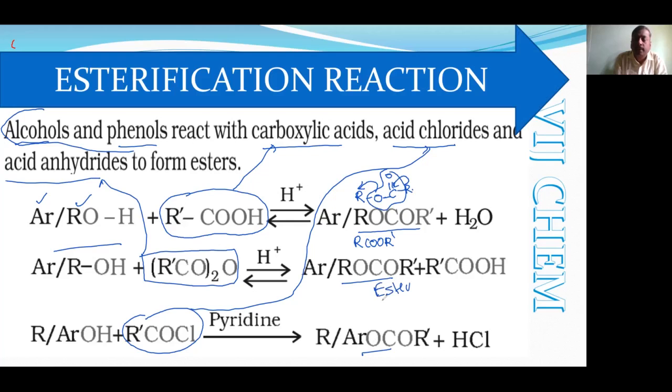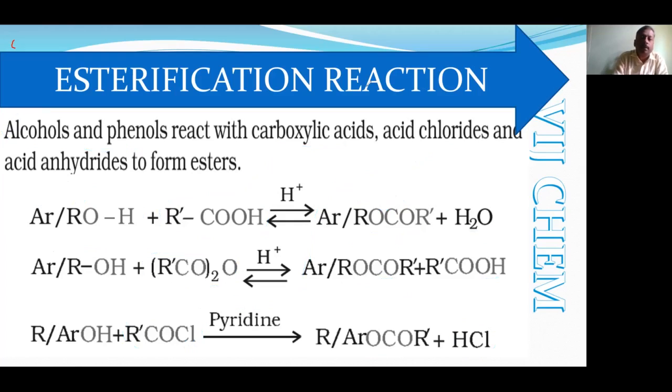In all cases, we are getting a common product, the ester, but the byproduct is changing. If we are using the carboxylic acid, we are getting a byproduct of water. If we are using the acid anhydride, the byproduct is another carboxylic acid. If we are using the acid halide, the byproduct is HCl or HBr. Okay. So this is the esterification reaction. Okay. Now let's see the next part.